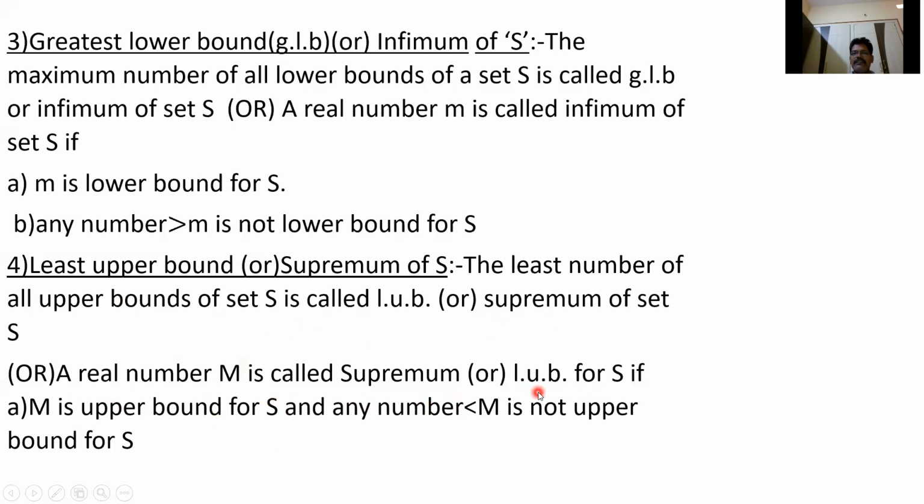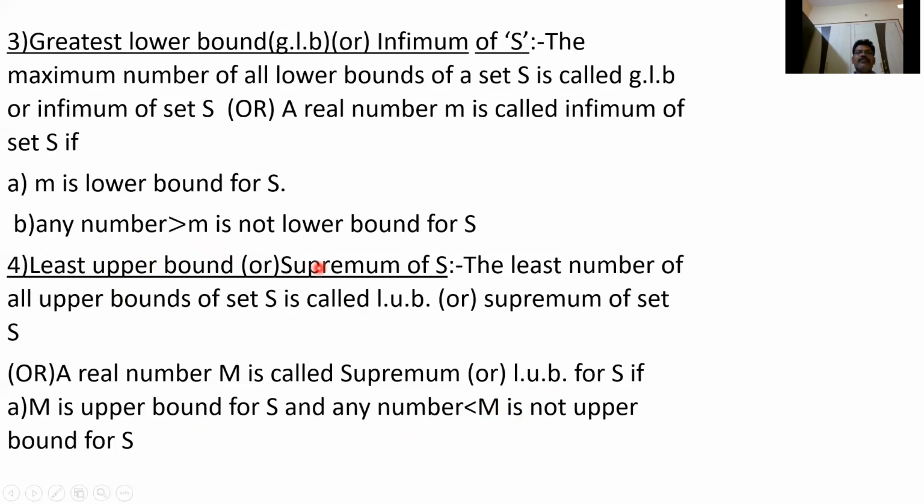The definition itself is the least upper bound. M is the upper bound for S, and any number less than M is not an upper bound for S because it is the least. Capital M is the least number of all upper bounds. That's why any number less than M is not an upper bound for S. Here it is the greatest. That's why here we have written any number greater than M is not a lower bound for S.